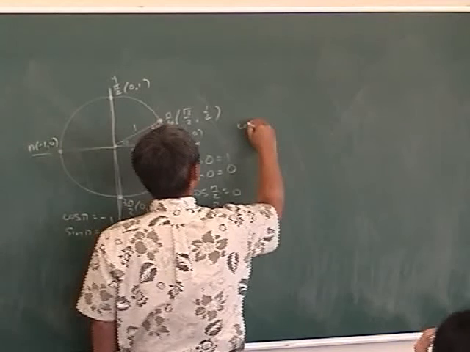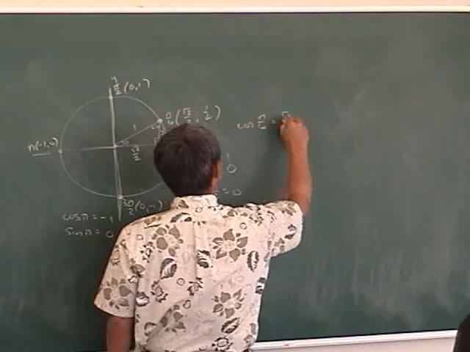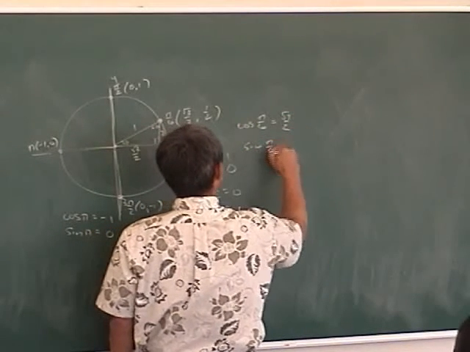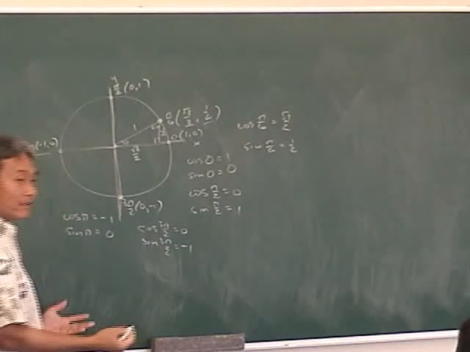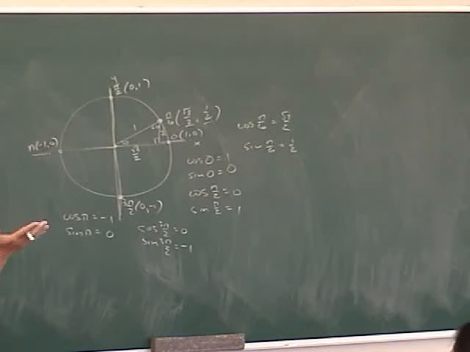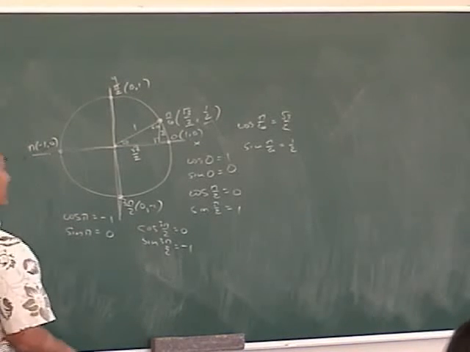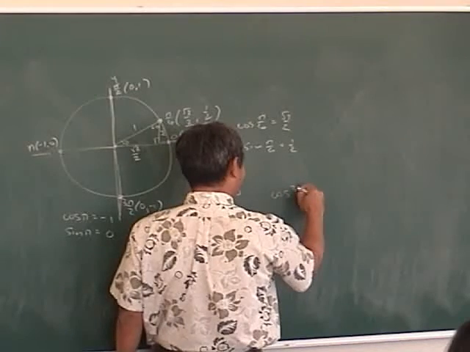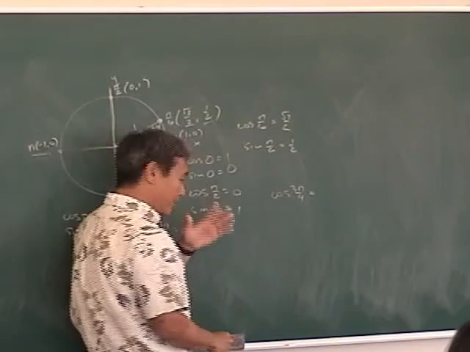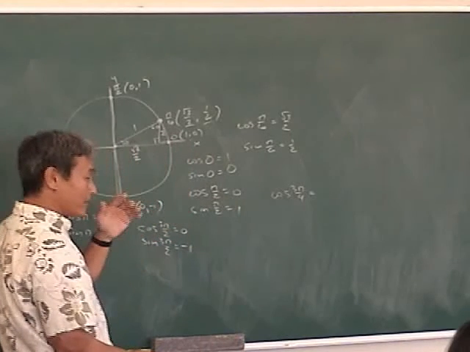That's why the cosine of pi over 6 is root 3 over 2, and the sine of pi over 6 is equal to 1 half. Cosine is the x, sine is the y. It's that simple. So all you do is you visualize where the angle is. For example, what if you had to do this? What is the cosine of 3 pi over 4? The first thing you do is visualize where is 3 pi over 4.